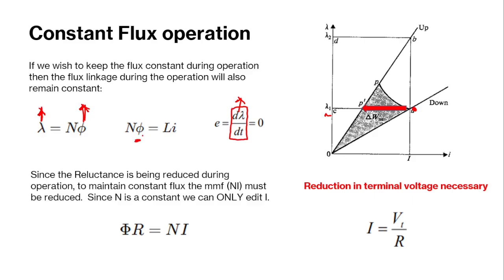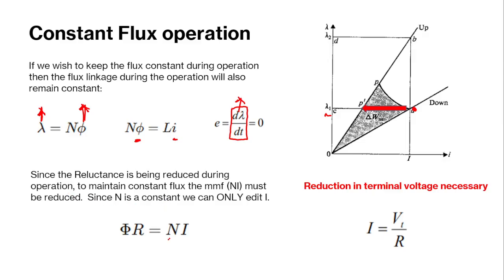So if this changes and n is constant, the only other thing that you could change is I to compensate, because something had to compensate. So if this increases and this increases, based on this equation here, I will have to compensate. Since the reluctance is being reduced during the operation, because we're going in the up position, to maintain the constant flux, the MMF must be reduced since n is a constant.